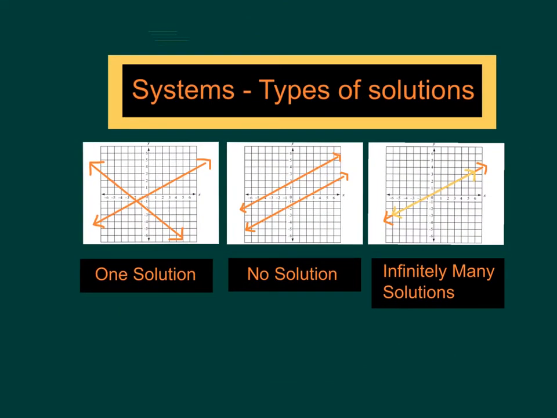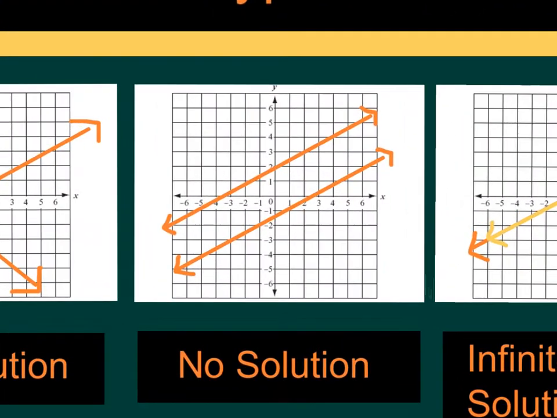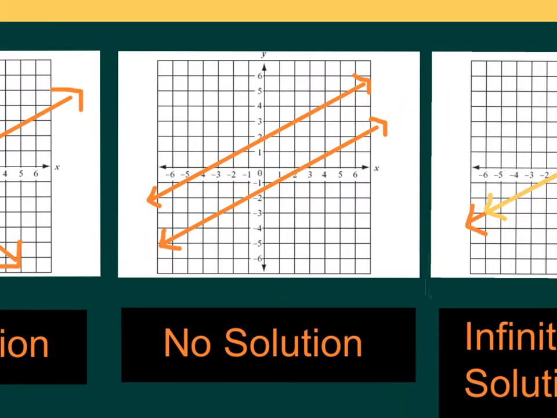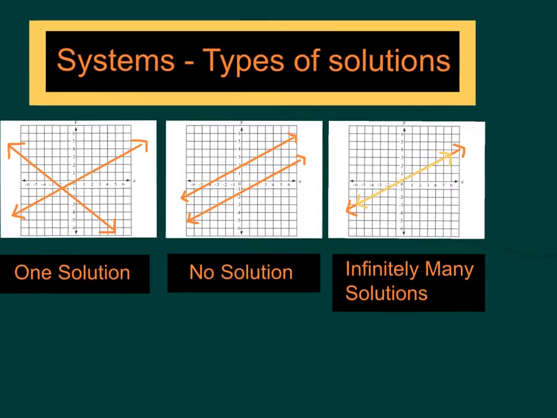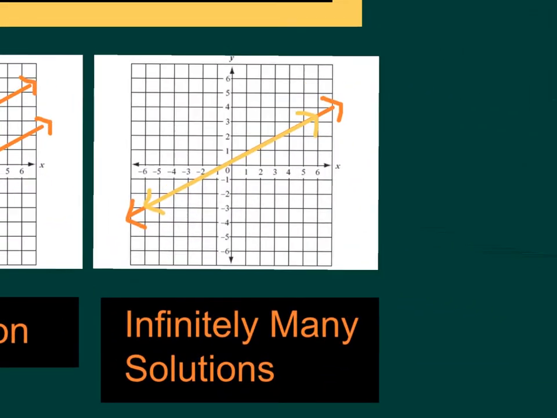Secondly, we've got systems with no solutions. We can see here we have two parallel lines. These parallel lines never intersect. There is not one point where they cross each other, and that's why there's no solution for this type of system.